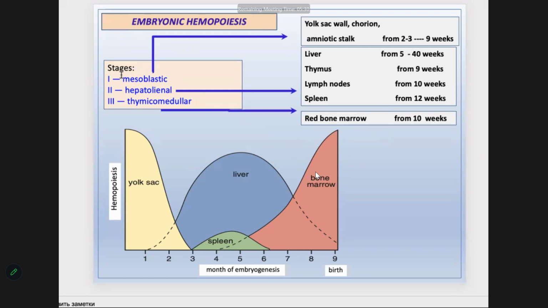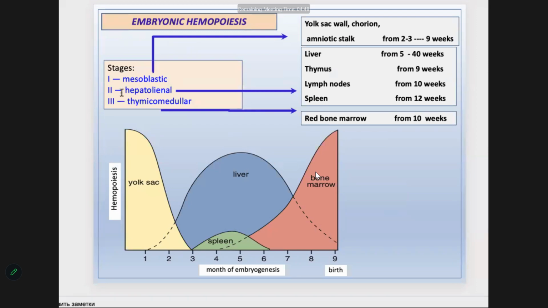The first stage is named mesoblastic, and it takes place from 2 to 9 weeks of embryogenesis. The formation of blood takes place outside the embryo in the extra-embryonic organs such as the yolk sac, chorion, and also amnion. In the second and third periods of embryonic hemopoiesis, formation of formed elements of the blood takes place inside the embryo, in different organs of the embryo.